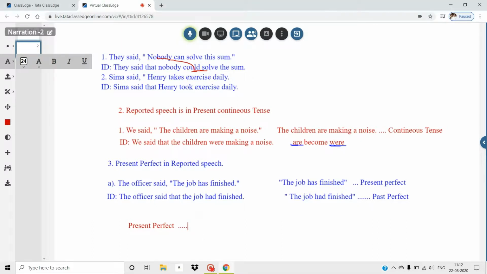for present perfect, remember your introductory words are have, has, whereas for past perfect, your introductory words are had. Have and has will become had. Okay, so following this, it is very easy to convert a sentence which is in present perfect into past perfect. Let us see one more example to understand this.